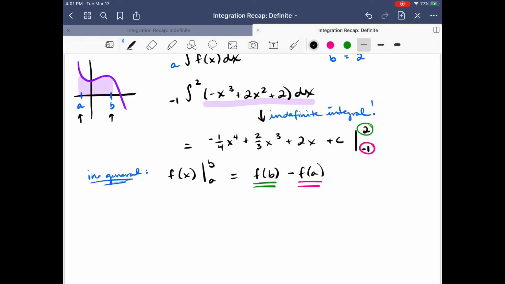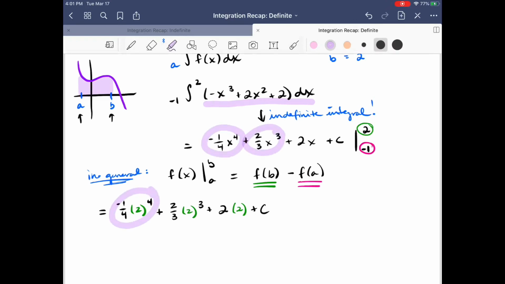So for my specific function, what this is going to look like is we'll start with f of b. So -1/4 b, which is 2, to the 4th, so I've just plugged in b for my first x there, plus 2/3, b is 2 cubed, plus 2b plus c. So all I am doing is I'm saying I've got this term here, this term here, this term here, this term here, and I've plugged in b wherever I have my x's. So that is my f of b.